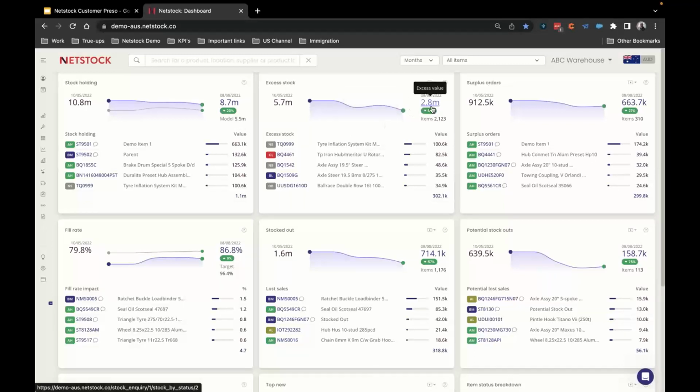We can see that there's some excess, 2.8 million. There's also been a huge reduction in excess, but we still have $2.8 million worth of excess. That is money that's tied up we could be using somewhere else, and we're going to highlight where that excess is so that you can do something about that.